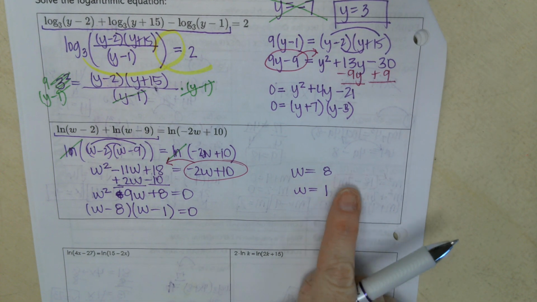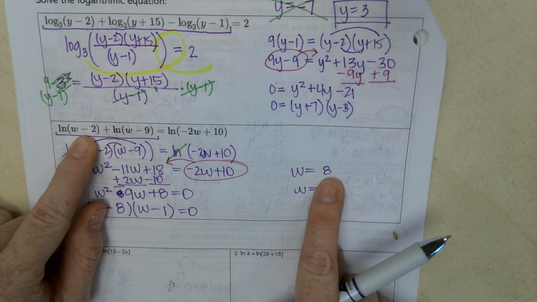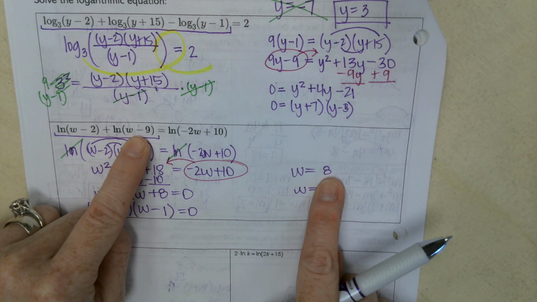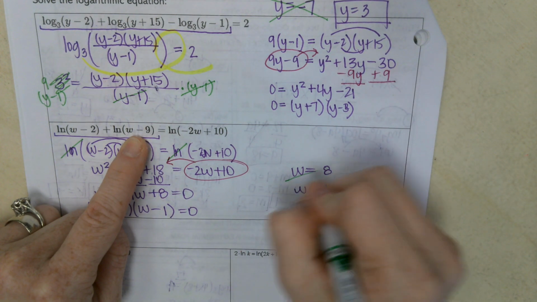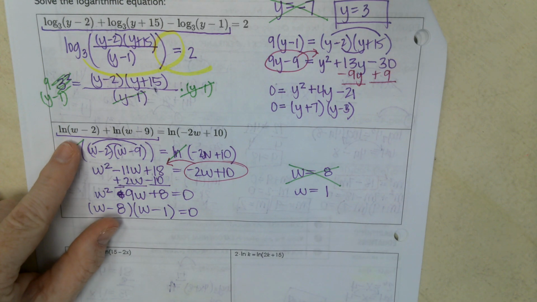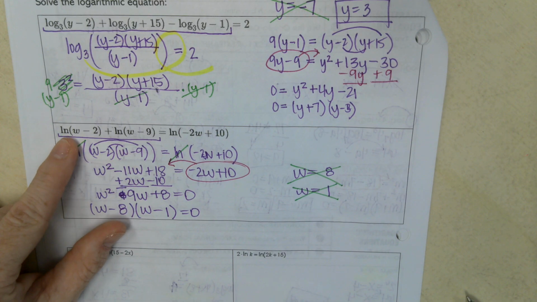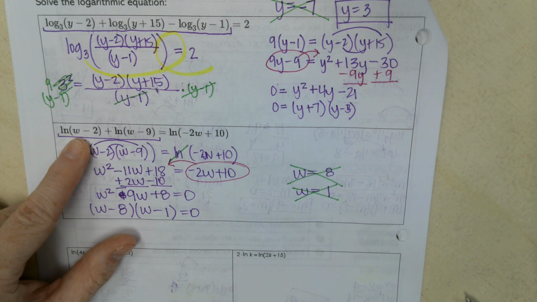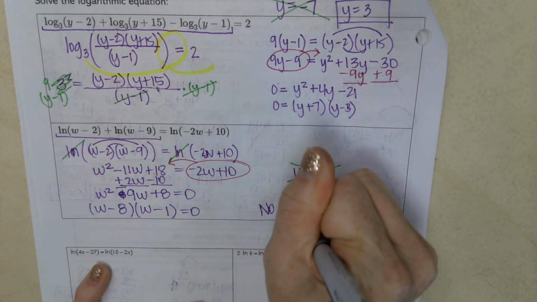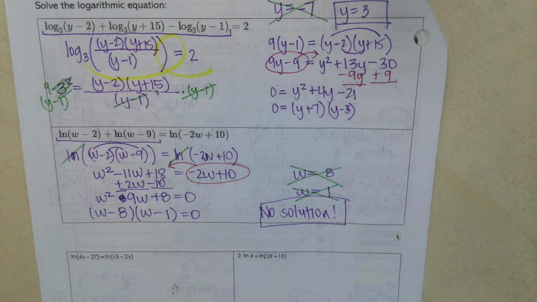I want to check these. Right here, if I plug in 8, 8 minus 2 is 6. That is fine. If I plug in 8 here, 8 minus 9, that's negative 1. So this is not going to work. That is extraneous. So let's move to the next. 1 minus 2, that's negative 1. So this one doesn't work either. We cannot take the natural log of negative 1. So if both of my solutions end up being extraneous, my answer will be that there is no solution.